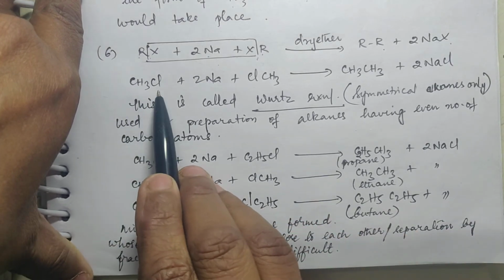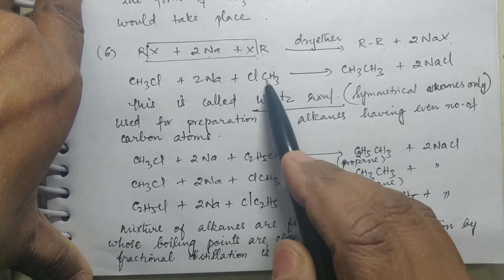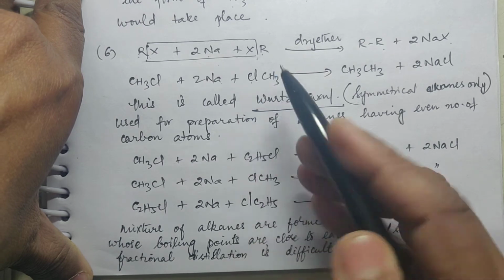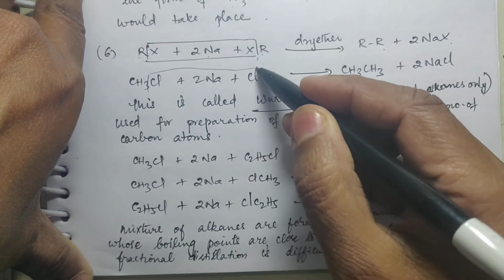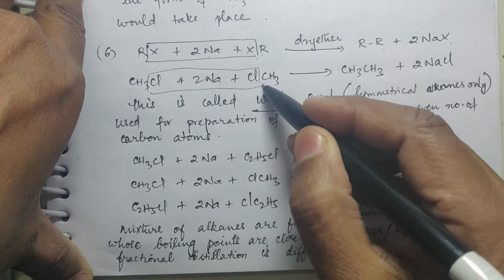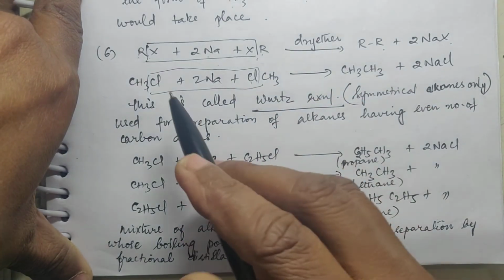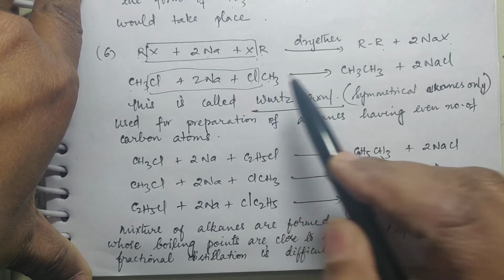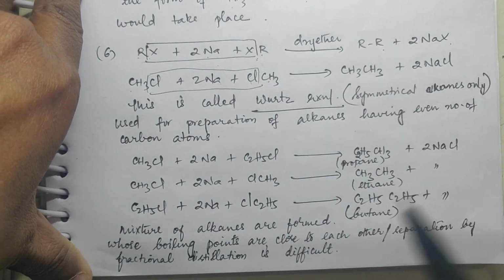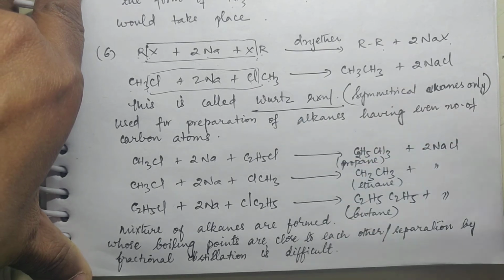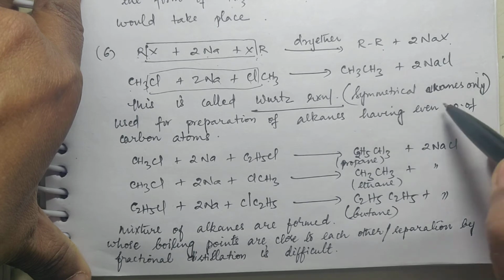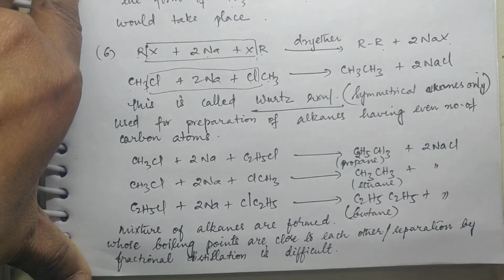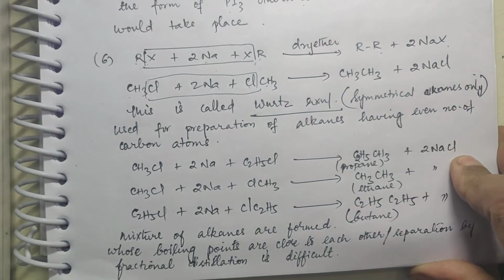Supposing you start with CH3Cl plus 2Na plus another CH3Cl. I just purposely put it so that you can understand easily. And two molecules of NaCl will be removed. And this CH3 and CH3 will join together to give you ethane. NaCl is a byproduct. So this is called Wurtz reaction. Now this is used to prepare symmetrical alkanes only. This is used to prepare symmetrical alkanes only.